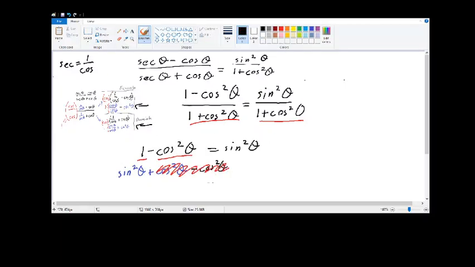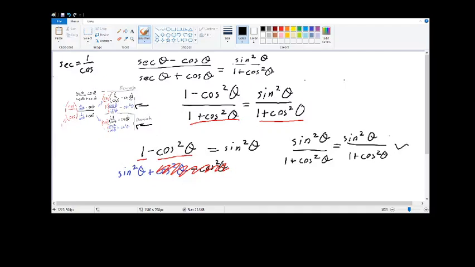So all that's left is sine squared is equal to sine squared, which we bring back to our numerators, because our denominators stayed the same as just 1 plus cosine squared and 1 plus cosine squared, being that these two are equal, and that verifies our equation.